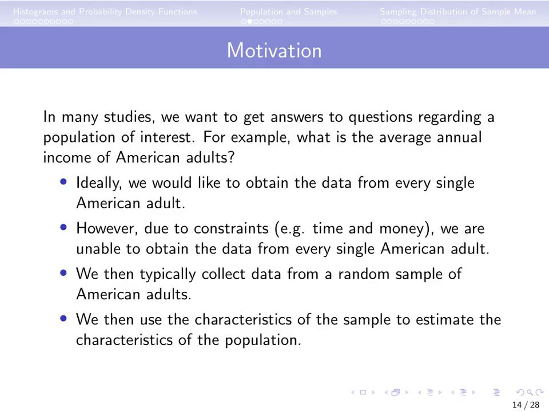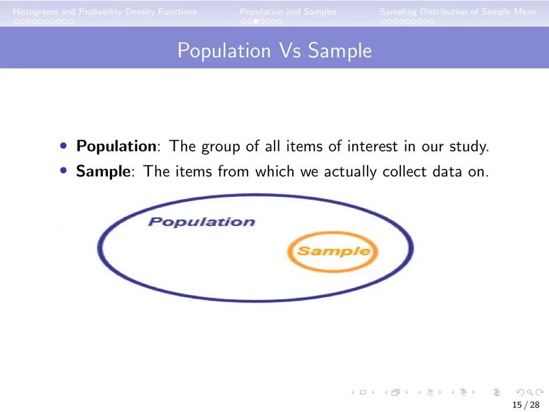That's basically what a lot of the things we do in statistical analysis relate to: we use a sample, calculate information on the sample, and then use those characteristics to estimate the characteristics in the population. So these are just some general definitions. The population is the group of all items of interest in our study. In the previous example about the average annual income of all Americans, the population would be all Americans or all working Americans.